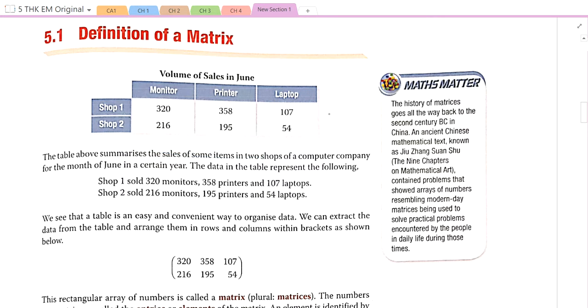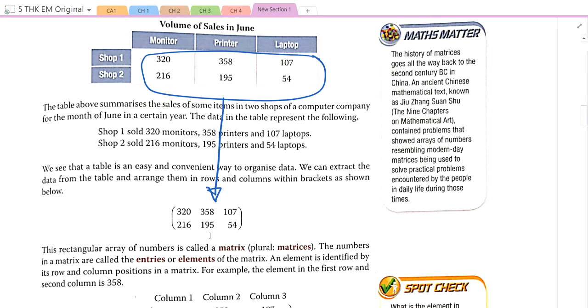So we are going to transfer all this information into this. Instead of drawing tables, instead of writing the heading, this and that, we literally transfer all the numbers into a matrix like this. Okay? So we are going to just have 6 numbers: 320, 358, 107, 216, 195, and 54.